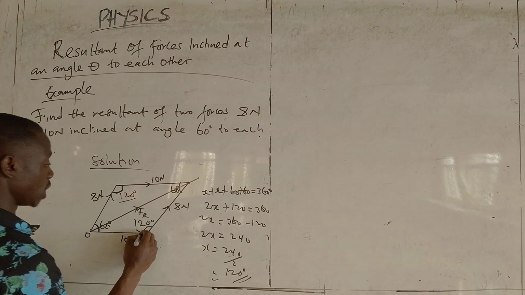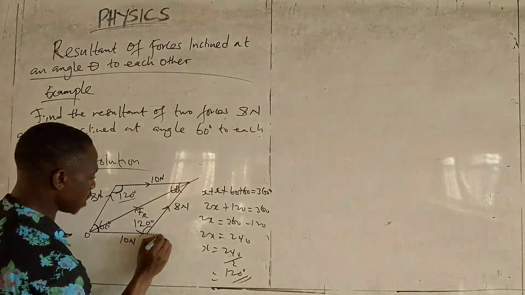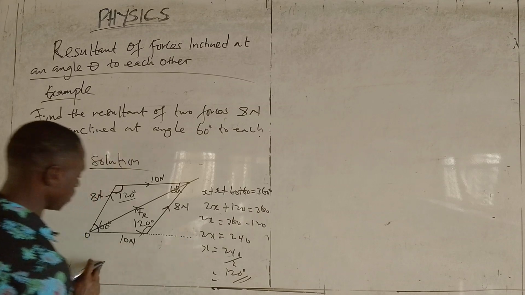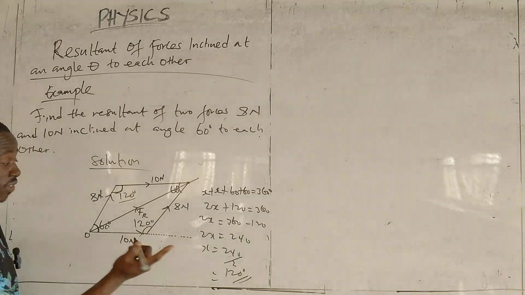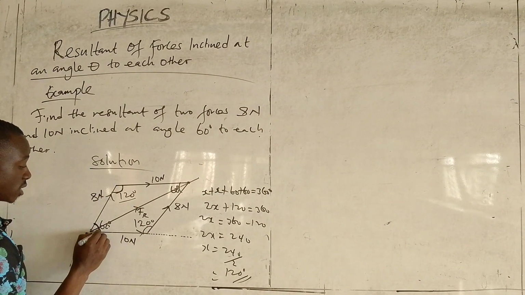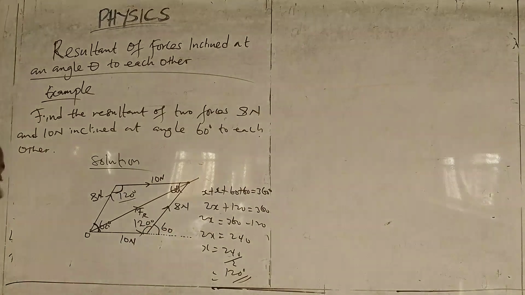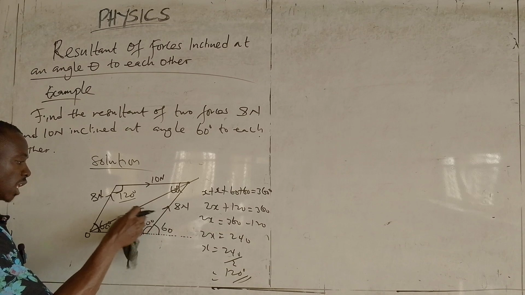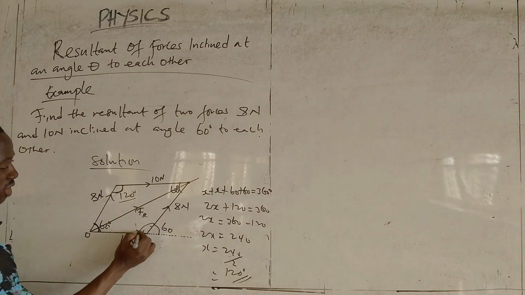I can use corresponding angles. Notice it. If here is 60, produce this angle, this line. This horizontal line serves as a transversal to this and this. These are parallel lines, 8 Newton, 8 Newton. So if here is 60 degrees, here is what? 60 degrees. That's a corresponding angle.